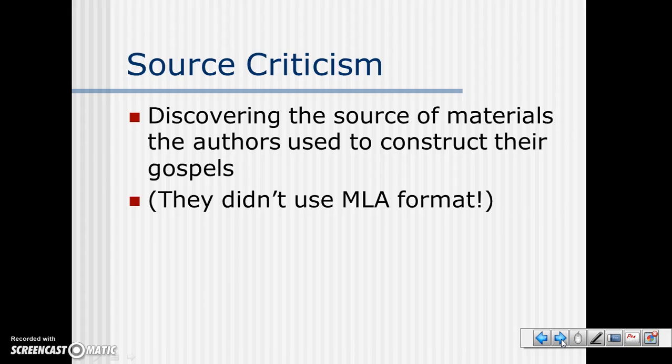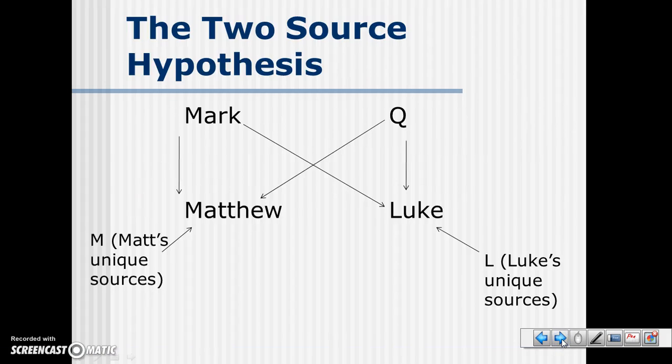Source criticism is discovering the source of materials the authors used to construct their Gospels. So they didn't have MLA format, they didn't have a works cited page. So theologians try to take the final work of these Gospels and then figure out where they got their sources from. And this leads us to the two-source hypothesis, or some call it the modified two-source hypothesis.